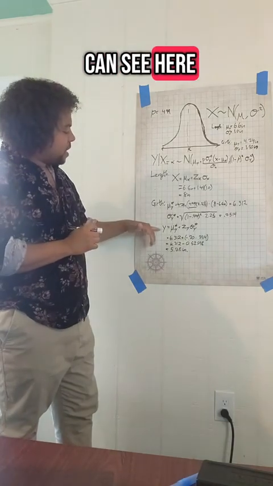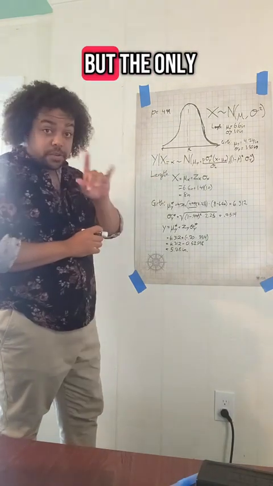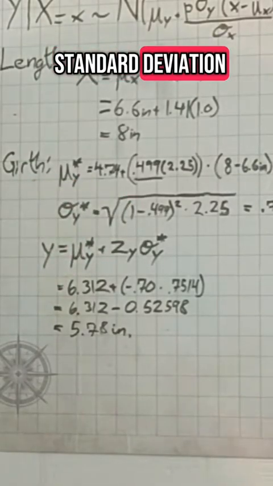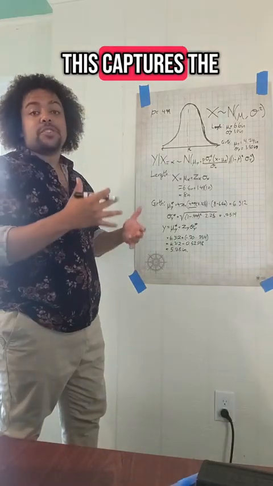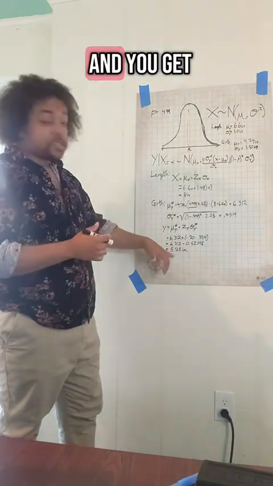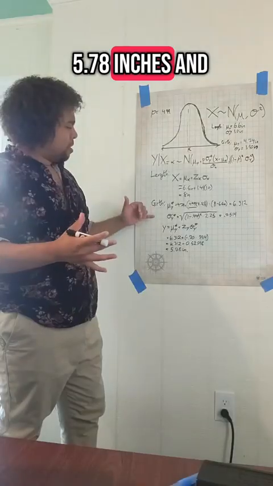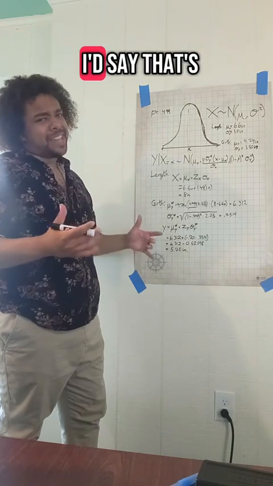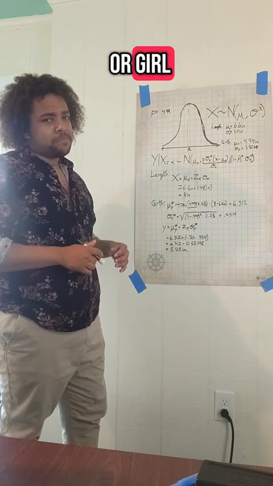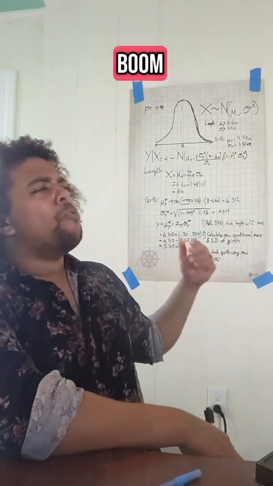So, as you can see here, our girth is calculated in the same way that we calculate our length, but the only difference is we are using our adjusted mean and standard deviation. Because again, this captures the effect of us knowing that our length is 8 inches. You do all the math, and you get a circumference of 5.78 inches. And 8 inches in length, I'd say that's some pretty good starting equipment, baby boy. Or girl. Penis haver. Happy Pride Month. Boom! And there you go.